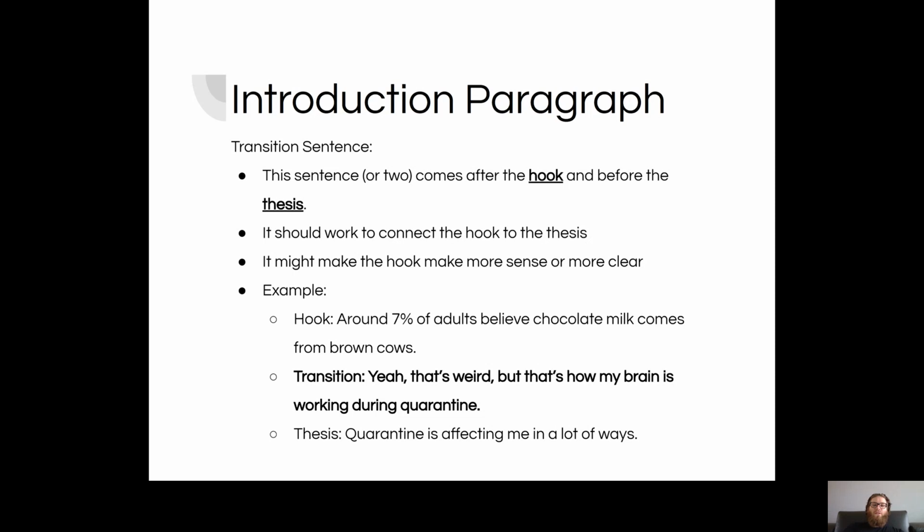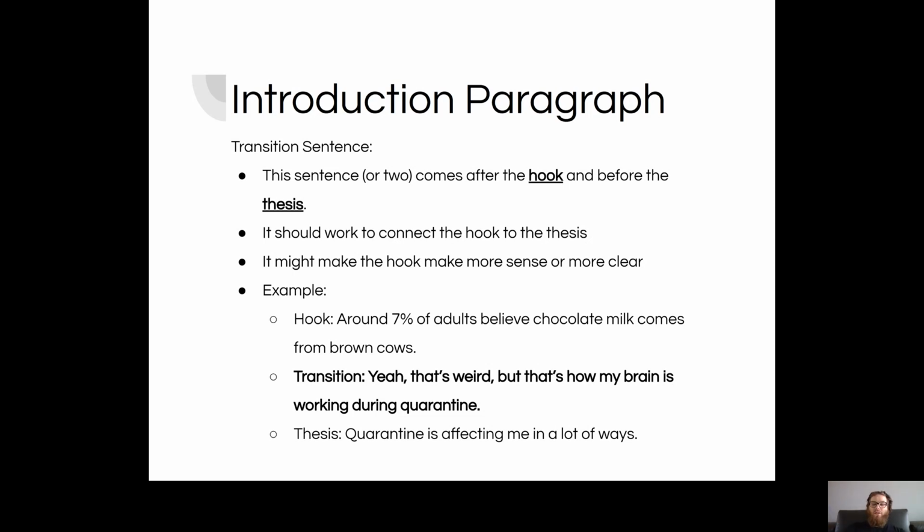Then between the hook and the thesis goes this transition sentence. Okay, it can be a sentence, it can be two. We'll probably just stick with one for now. This sentence comes after the hook, before the thesis. It works to connect the hook to the thesis. It might make the hook make sense or tell people why it belongs and make it more clear.